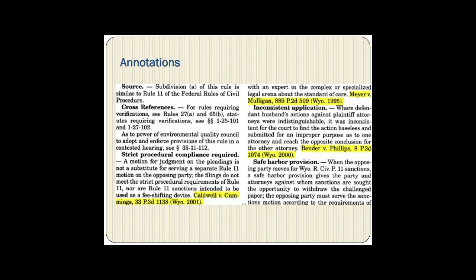The annotations follow the history of the rule. Always look for case law that interprets your rule. A headnote summarizes the interpretation and then provides a case name and citation. These case annotations, along with your court rule, become your primary law leads.